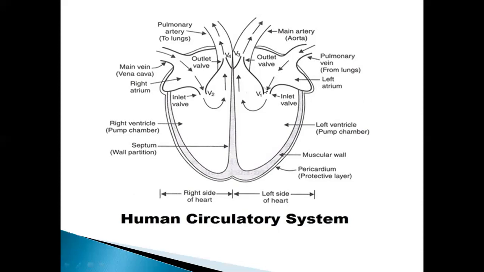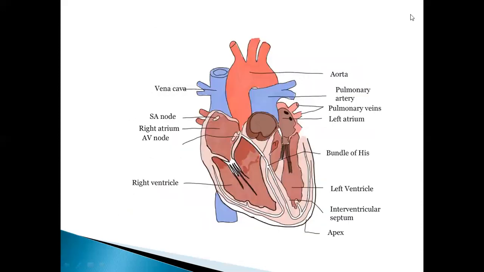From the left atrium to the left ventricle, and from the left ventricle it moves towards the aorta and is then circulated through different cells and tissues of the body. This is the anatomical structure of the heart, in which we will be studying the conducting system too.